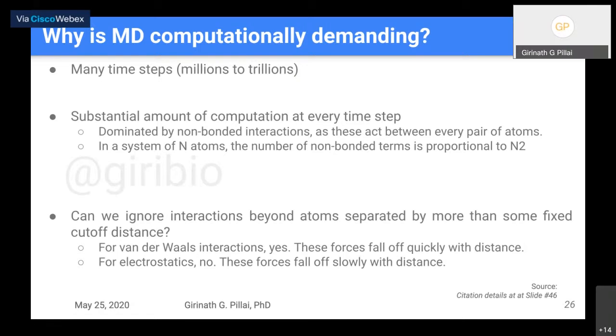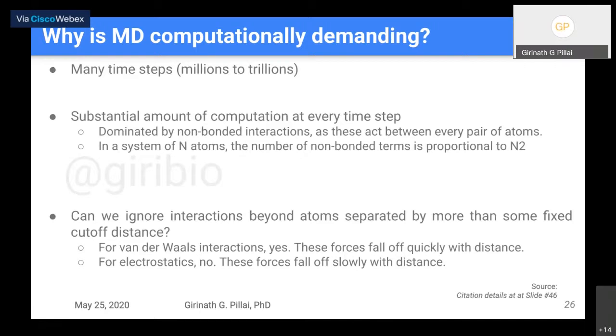There is a substantial amount of computation at every time step, dominated by non-bonded interactions as they act between every pair of atoms. In a system of n atoms, the number of non-bonded terms is proportional to n squared. So can we ignore these interactions beyond atoms separated by more than some fixed cutoff distance?